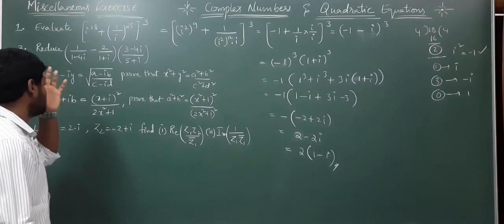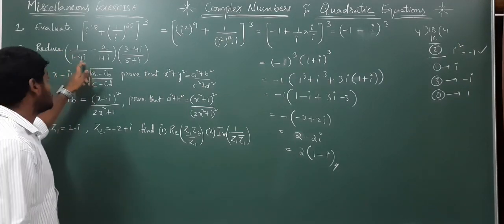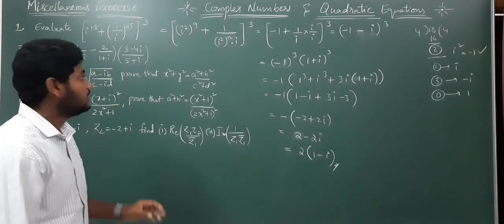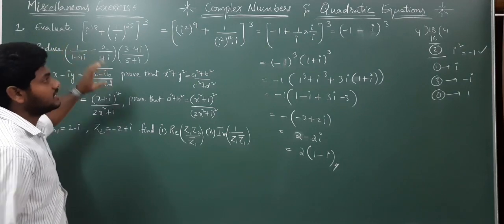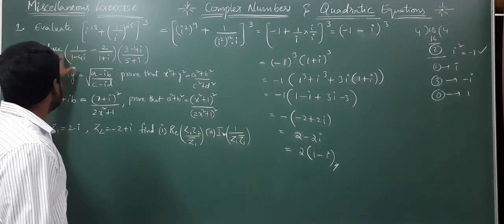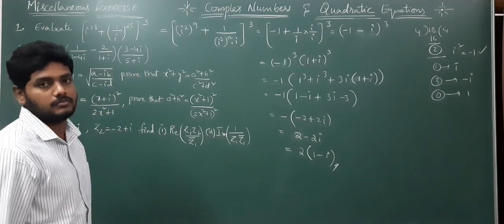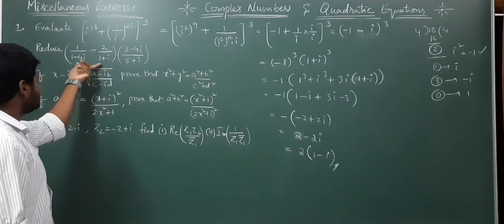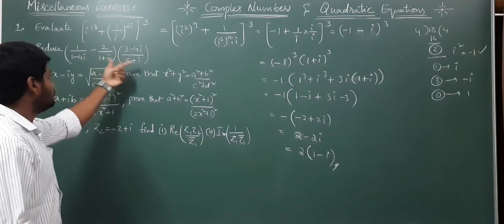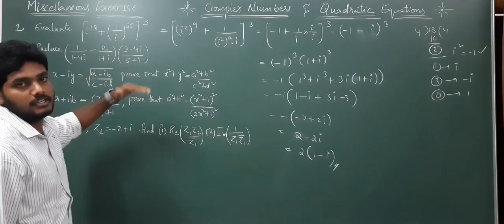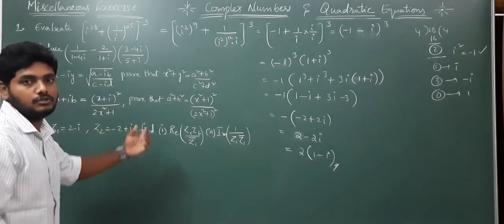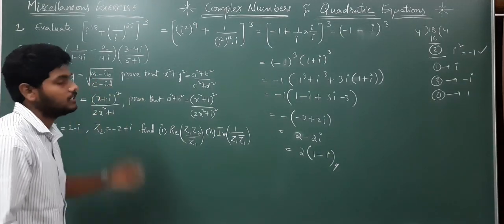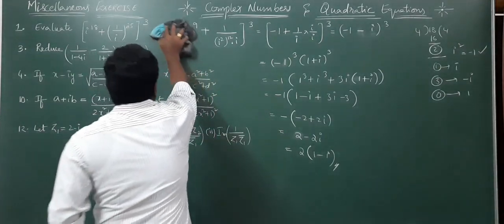Next we will go for question number 3. That is, reduce (1/(1 minus 4i) minus 2/(1 plus i)) into (3 minus 4i)/(5 plus i). Here evaluate and reduce have the same meaning in this exercise. Here reduce means convert into a plus ib form or x plus iy form, the standard complex number form. First we simplify the first bracket and then the second, and if we multiply both we get the form p by q. If in that denominator q, i is there, we need to rationalize, and finally convert into a plus ib form. So let us go for that problem.